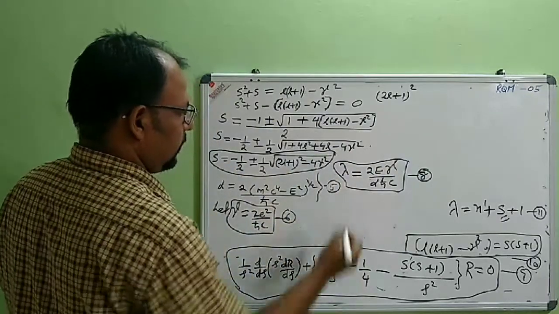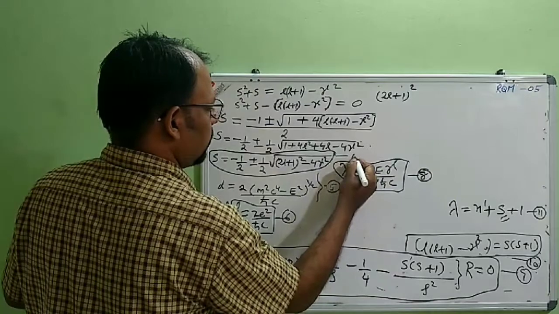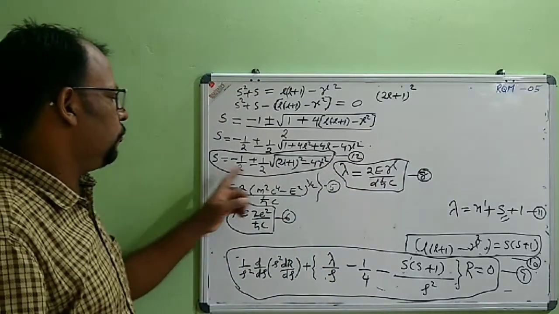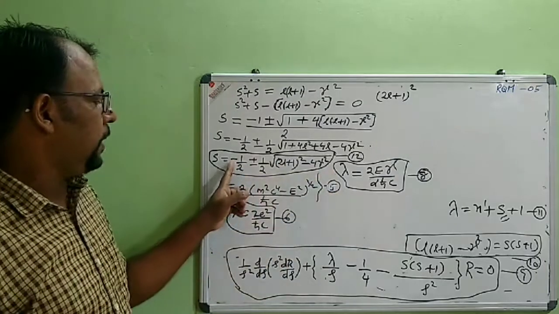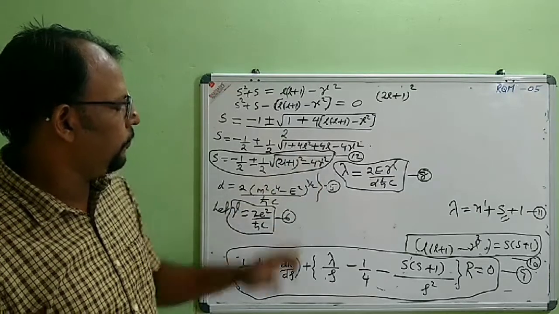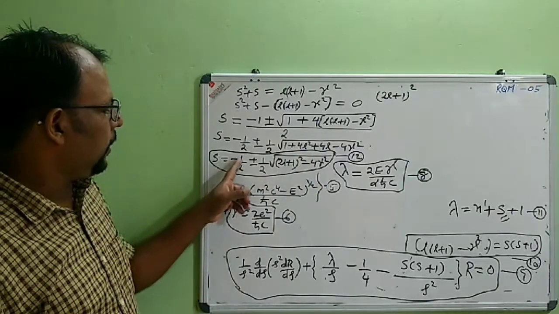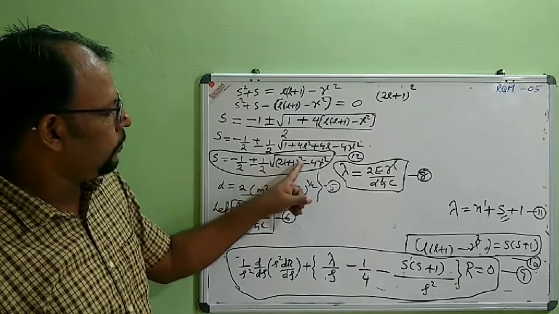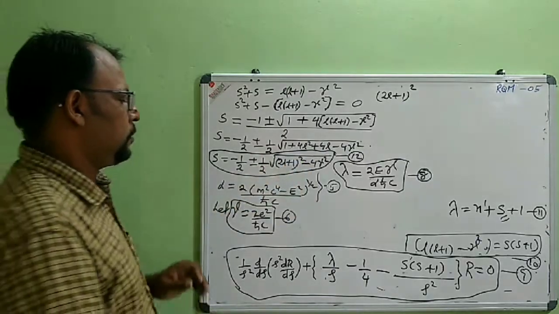I am writing this as equation number 12. So we will be having two values for s. One is minus 1 by 2 plus 1 by 2 root of 2L plus 1 the whole square minus 4 gamma square. Another one is minus 1 by 2 minus 1 by 2 root of 2L plus 1 the whole square minus 4 gamma square.